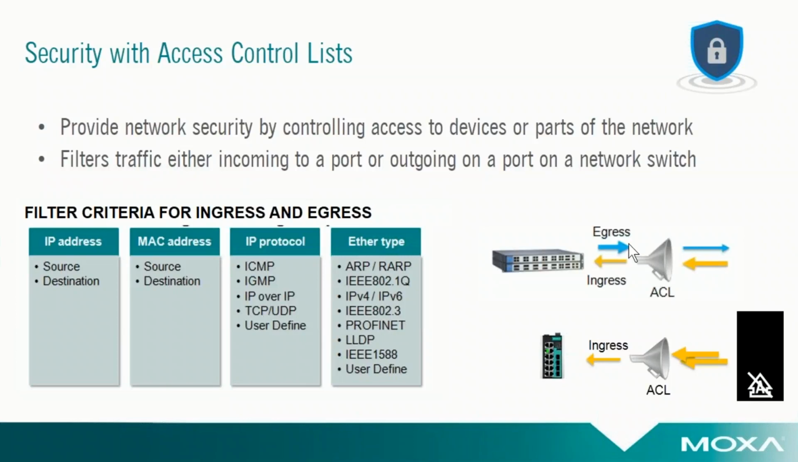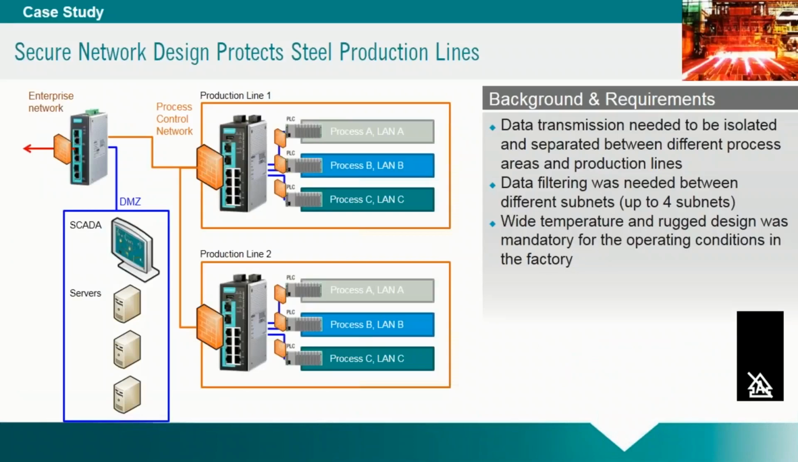Another technology that we're seeing more and more being used at the edge is access control lists. So simple filtering of criteria for ingress and egress traffic, such as, on a particular port, I want to allow traffic from certain IP addresses. I want to allow traffic to certain IP addresses or MAC addresses. I want to allow certain IP protocols, or I want to allow certain Ethernet types. So we're seeing more and more of this, and in many cases we've heard this referred to as the poor man's firewall.